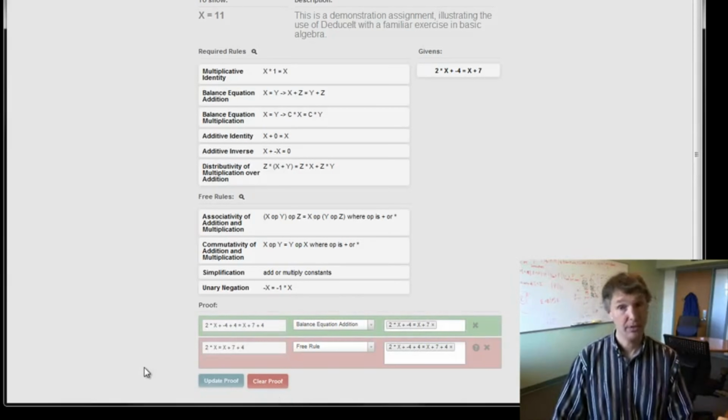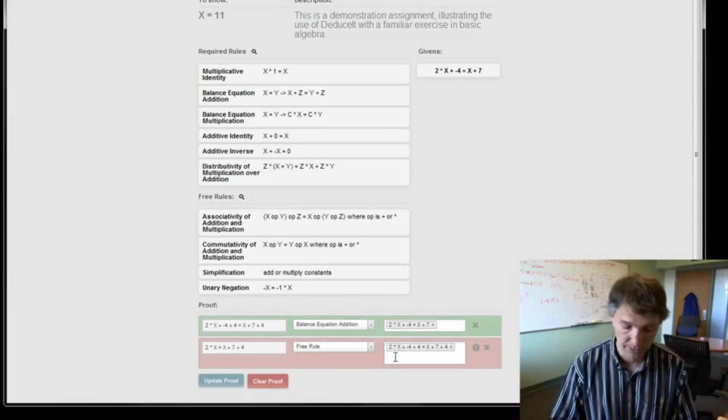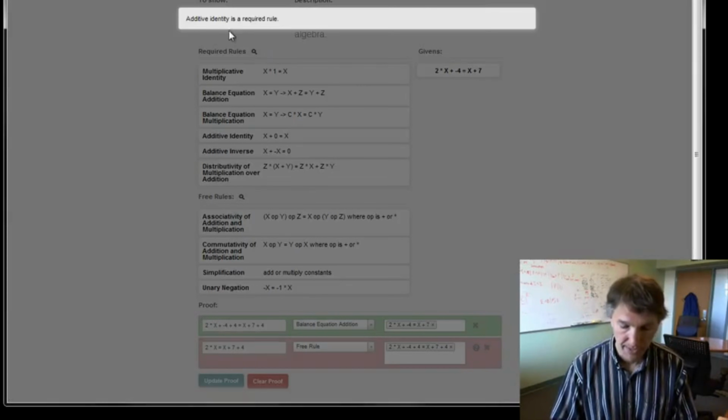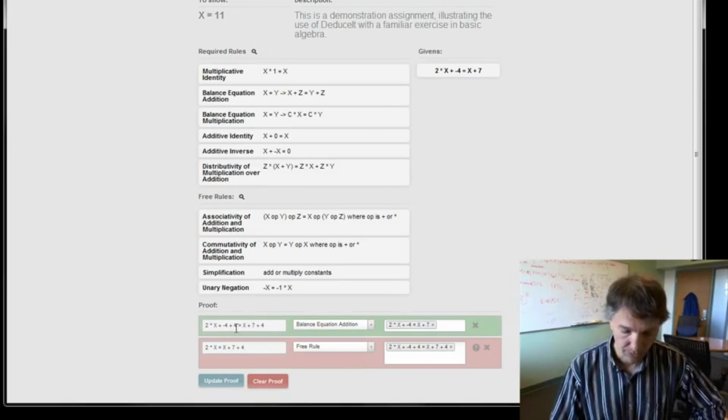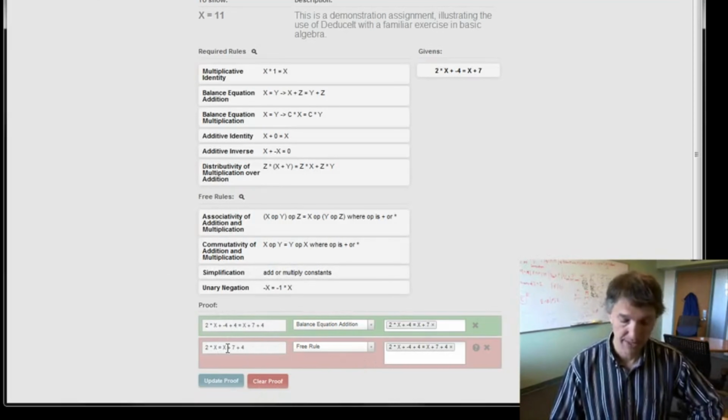And it comes back and says, oh, we did something wrong. So this doesn't immediately follow from the previous step. And there's actually a hint here, so we can see why. And we see, oh, so additive identity is a required rule. And so what mistake did we make? Well, it was okay to add 4 and negative 4 together and get 0 and not show that, because that was just adding constants. But then the subsequent step where we said that 2 times x plus 0 is equal to 2 times x, that is something we're actually required to show in this exercise. So whenever we use additive identity, we have to explicitly say so.